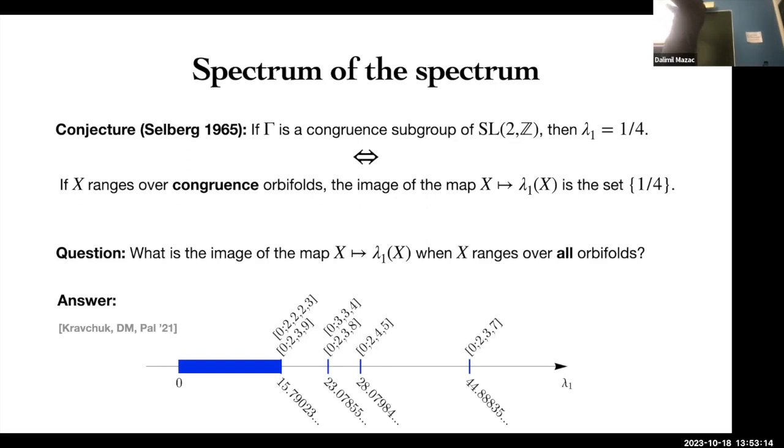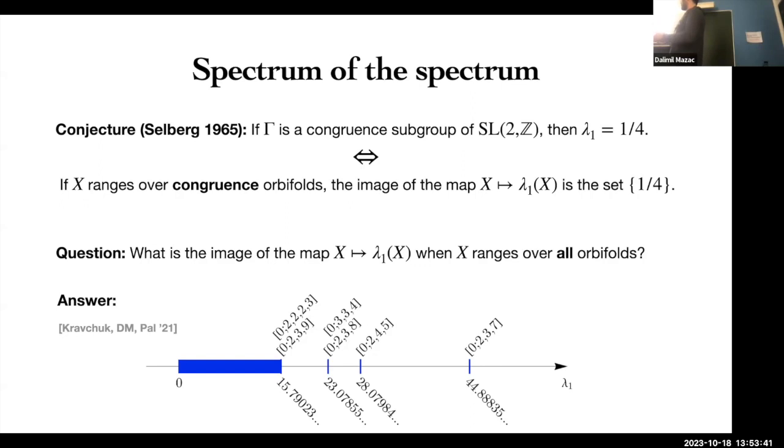So again, this conjecture of Selberg that I already mentioned is that if gamma is a congruence subgroup of SL2Z, then lambda 1 is at least a quarter, which you can also state equivalently as saying that if the surface X ranges over congruence orbifolds, then the image of this map that takes the surface to its spectral gap lambda 1 is just the set 1/4. You cannot get anything below or anything above. And okay, so that's a question about congruence surfaces.